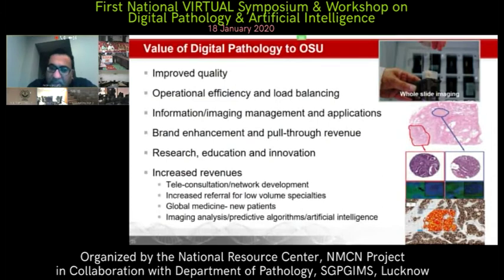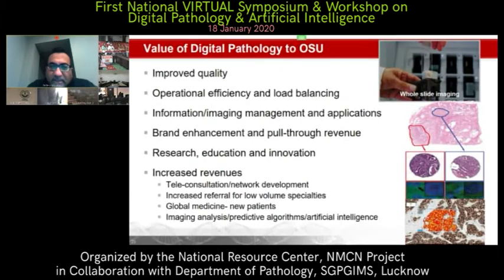As a result of implementing digital pathology, we have a graduate program and collaboration with computer science, where graduate students are now working on pathology images and helping build AI algorithms. Our focus is also on increasing revenues for the system, building telepathology and tele-consultation networks, and increasing referrals for low-volume specialties. We also want to get into global medicine, where we attract new patients to our institute. And then, using the tools that we have built, we start to build predictive algorithms and use AI tools.